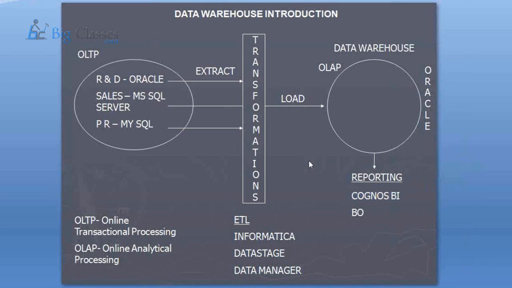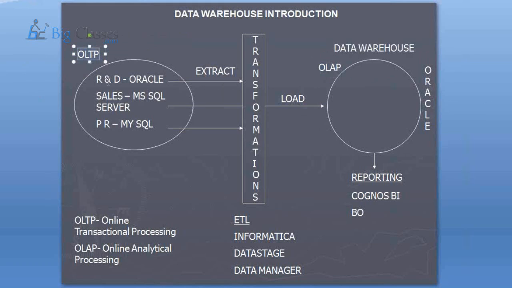Now this is the broad picture of the data warehouse. Before going into Cognos BI, let us talk about something here. This is the source system, called OLTP, online transactional processing, and this is called OLAP, online analytical processing. How do these two differ? What is OLTP and what is OLAP? OLTP is to maintain all the day-to-day transactions. OLAP is for analysis only.